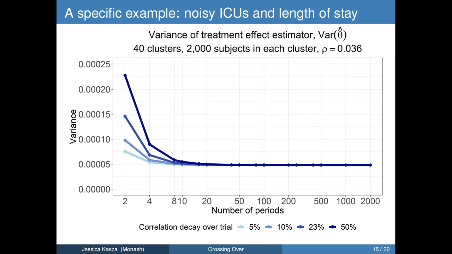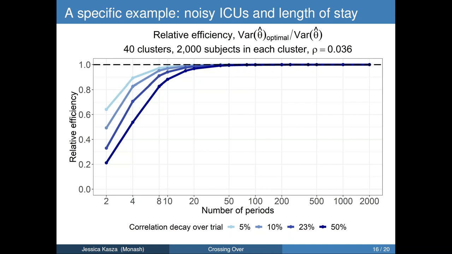So let's flip this plot around a bit. Now, instead of considering the variance, we're considering the relative efficiency. So we're just considering the variance of each of these designs relative to the optimal 2000 period design. And we can see that we get some really highly efficient designs here, even for eight or 10 or even four crossovers.